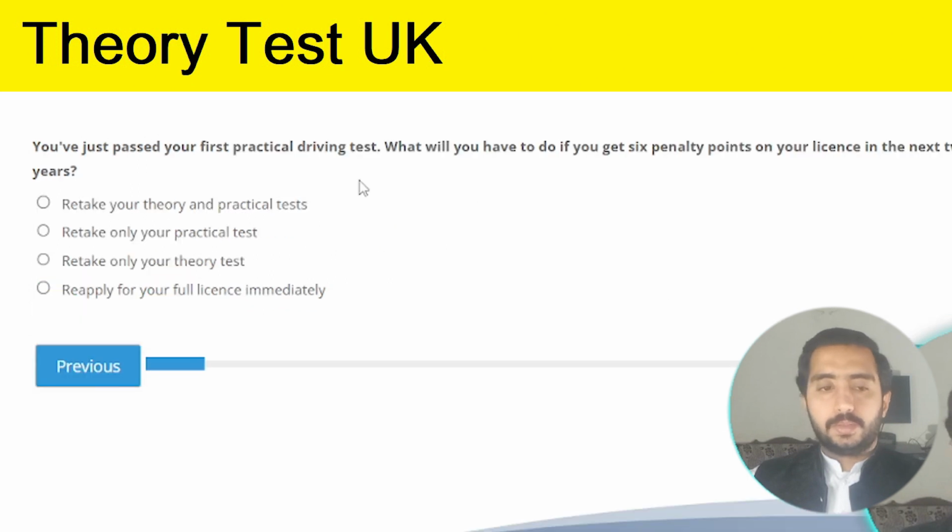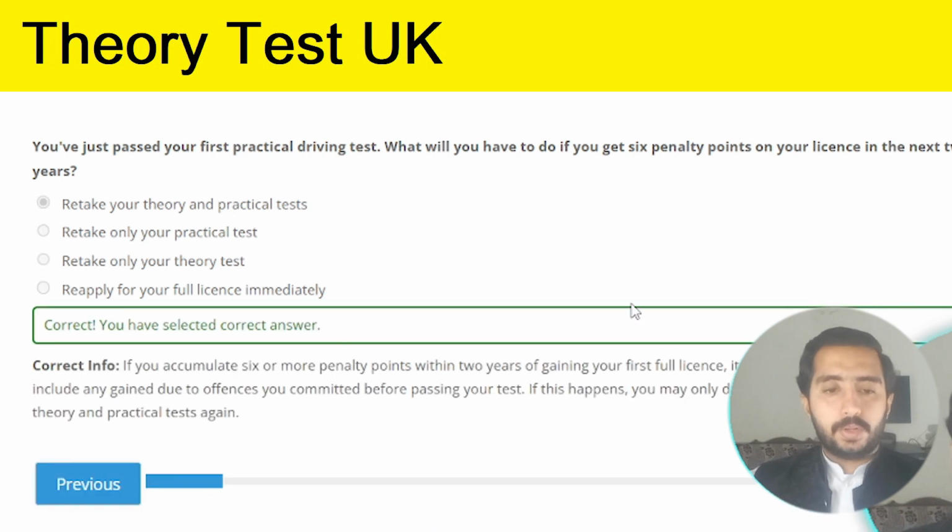Next question. You have just passed your first practical driving test. What will you have to do if you get 6 penalty points on your licence in the next 2 years? The correct option is retake your theory and practical test. Option A is the correct one.